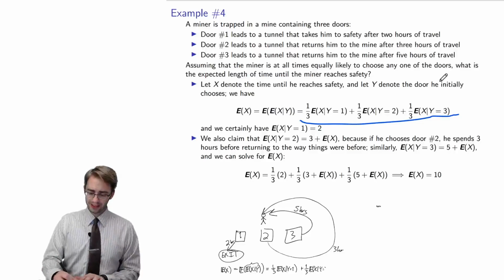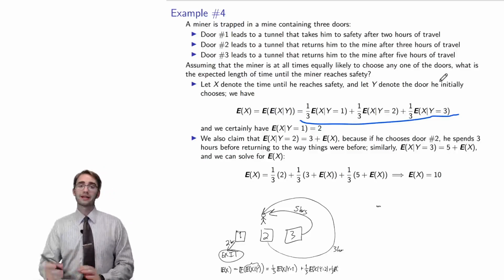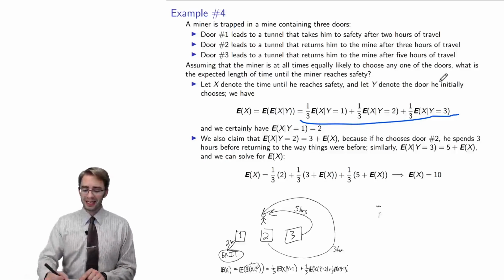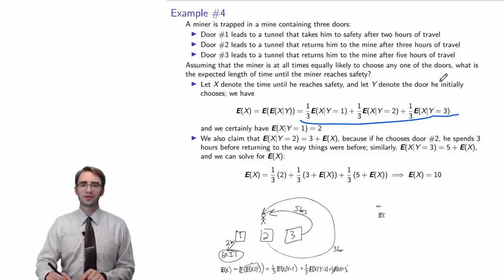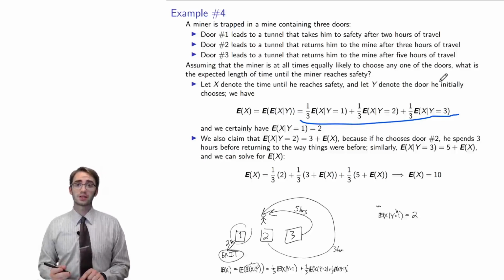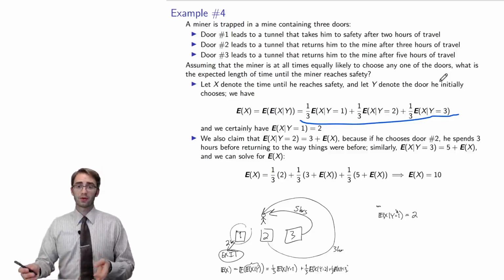What is expected value of x given that y is equal to 1? That's saying what's the expected amount of time until the miner reaches safety if the first door he chooses is 1? Well, 1 is the good door. Y equals 1, that's the good door that takes you to the exit. And so then, of course, the expected value is just 2. Okay, and now that's all well and good, but now let's do the more interesting ones.